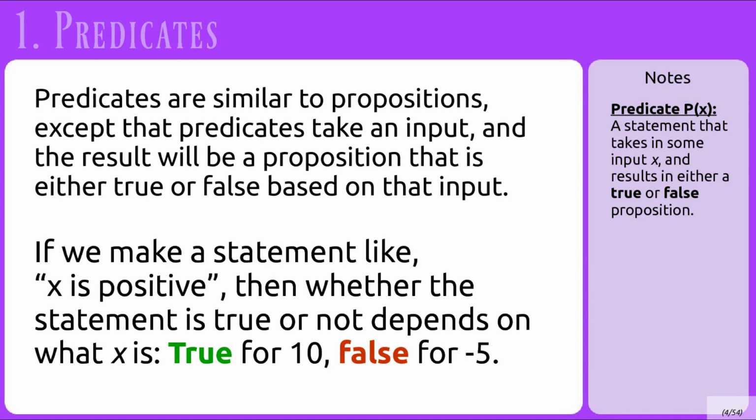Predicates are similar to propositions, except that predicates take an input, and the result will be a proposition that is either true or false based on that input. If we make a statement like x is positive, then whether the statement is true or not depends on what x is. So, it's true if x is 10, and it's false if x is -5.